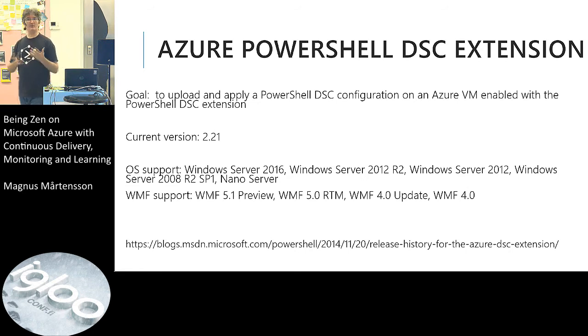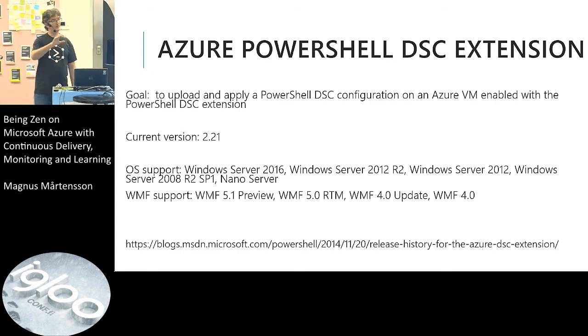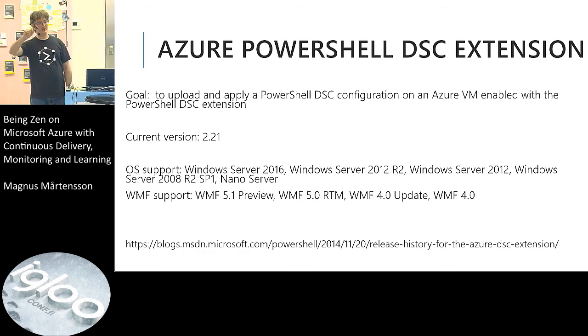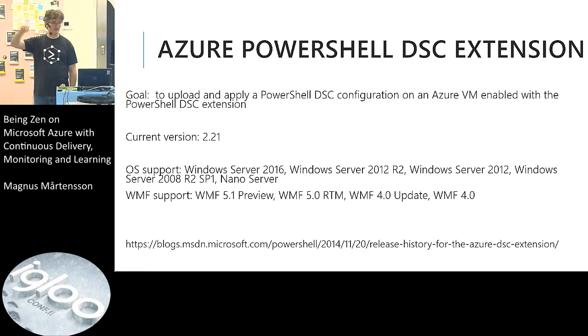The goal with the DSC extension is to upload and apply a PowerShell DSC configuration to an Azure VM that is enabled with a VM agent and the PowerShell DSC extension. It is very important to work every time with the latest version. The latest is 2.21. It was released in December, and the main change is support for Nano Server.